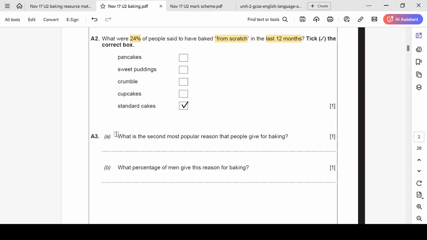Question 3A. Again, I'm going to use my highlighter. Second most popular reason that people give for baking. If you were highlighting what you thought were the key words of the question, you might end up highlighting more or fewer words. It's the process that's most important. It just means that I'm much more likely to be looking for the right information. So the second most popular reason that people give for baking.